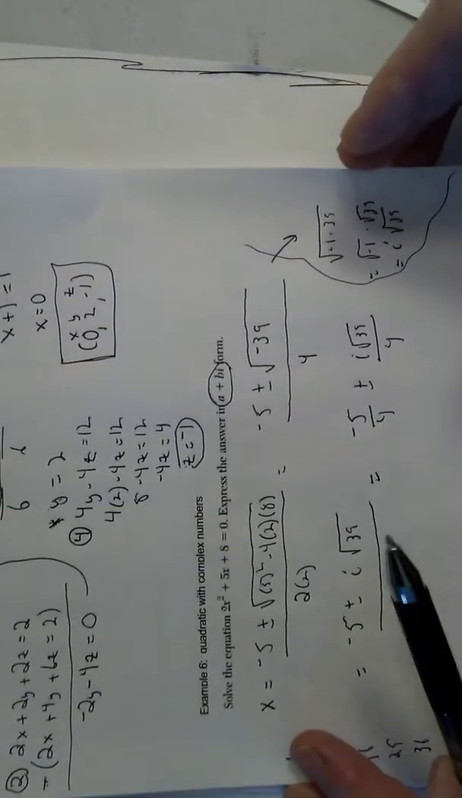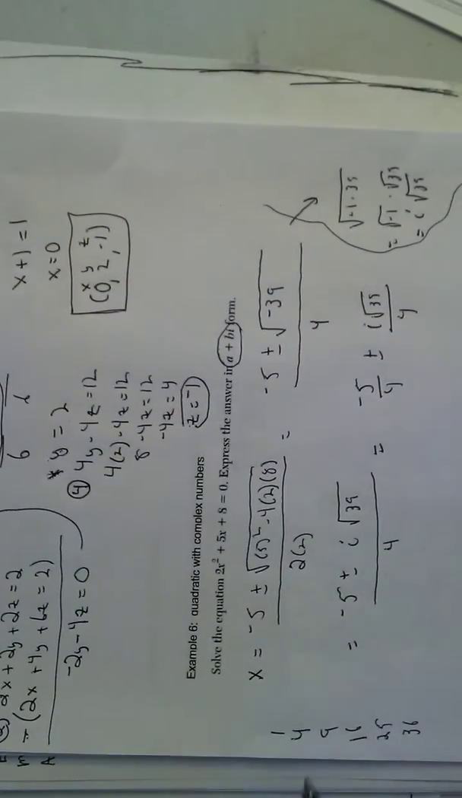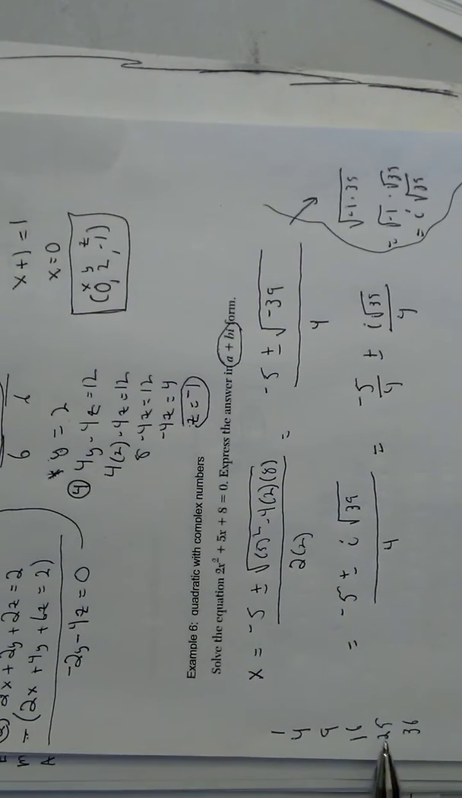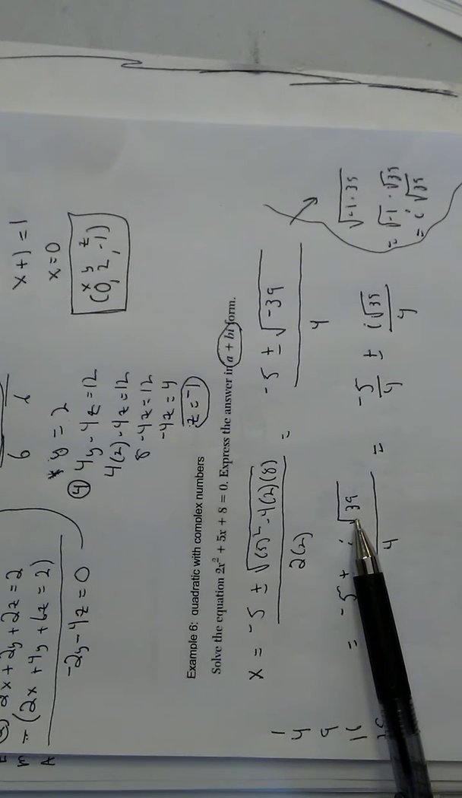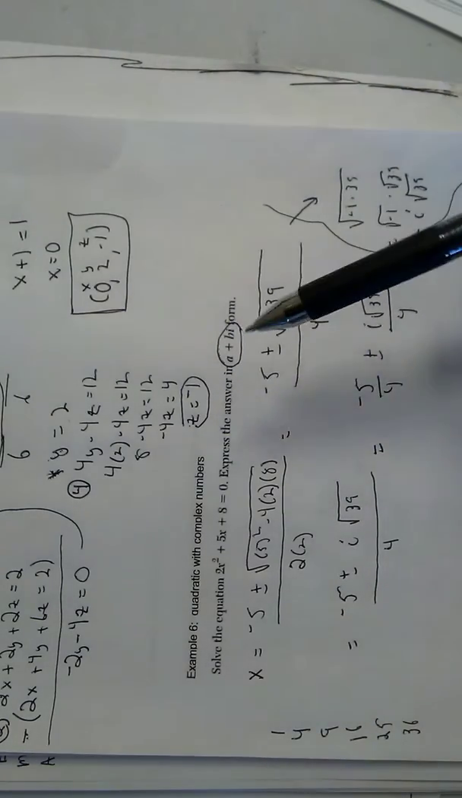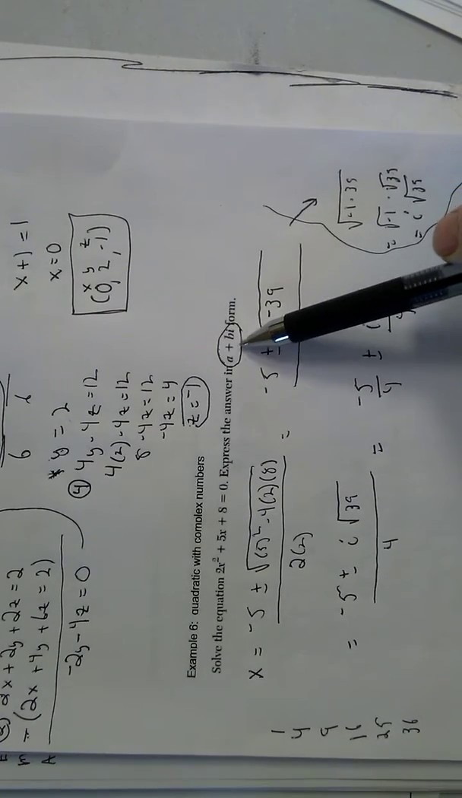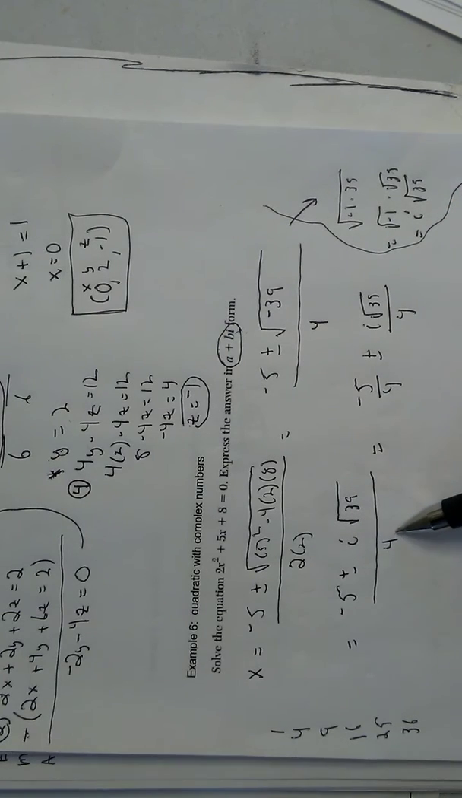So you look at perfect squares and see if any perfect square is a factor of this number. None of these are a factor of 39, so this is as simple as I can get. But now directions say break it up into a number plus an imaginary number. So this is the real part, and that's the imaginary part. So you have to take this fraction and make it 2 fractions. -5/4 and then i radical 39/4. That's your solution.